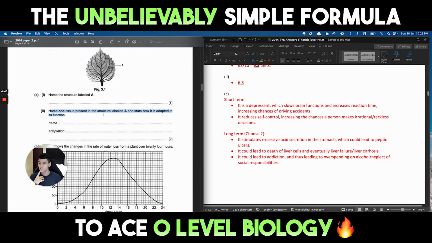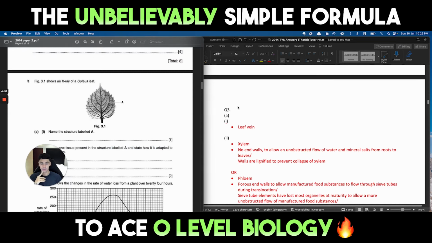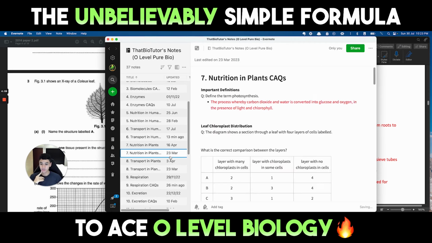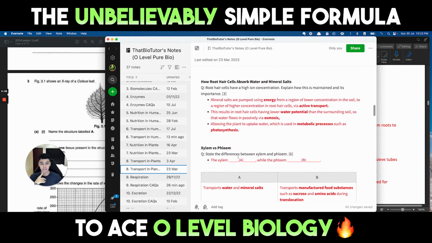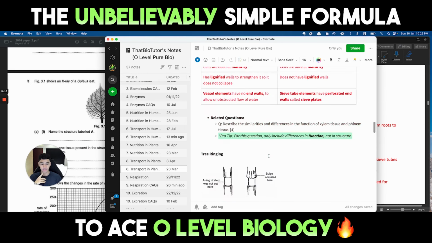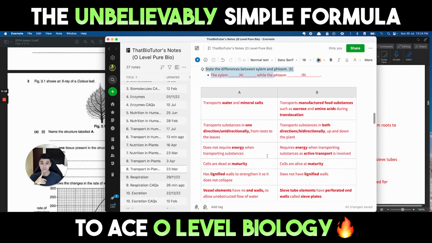Then, name one tissue present in A, how it's adapted to its function. So this one has so many answers. Let me see if this is part of the CAQ. So this is transport in plants and adaptations of xylem and phloem. Okay, this one's the differences which you could use. Let me find out. I don't exactly have adaptations, but they are basically packaged in this question.